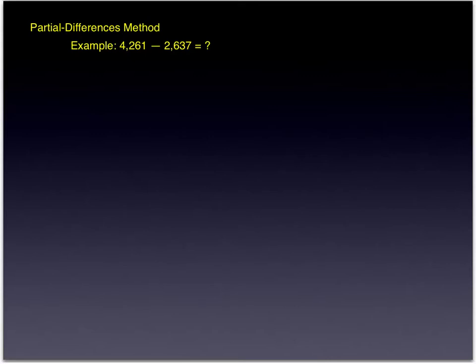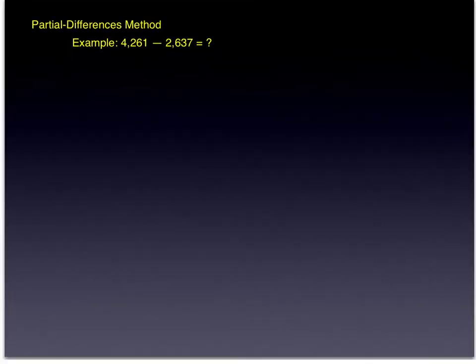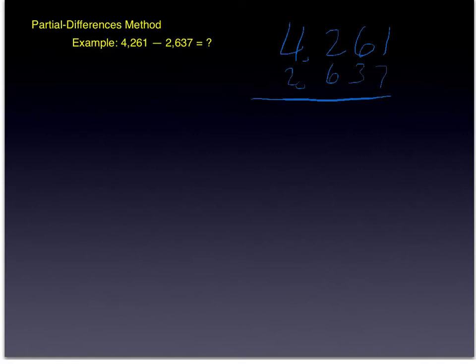All right, but there's another way to do this called partial differences. It's similar to partial sums in that instead of working from the smallest place value to the largest, like you did in trade first, you work from the largest place value to the smallest. So let's set this up. I have, whoops, let me get my pen. Thank you. I have 4,261 minus 2,637. Okay, so I'm working from the largest place value.